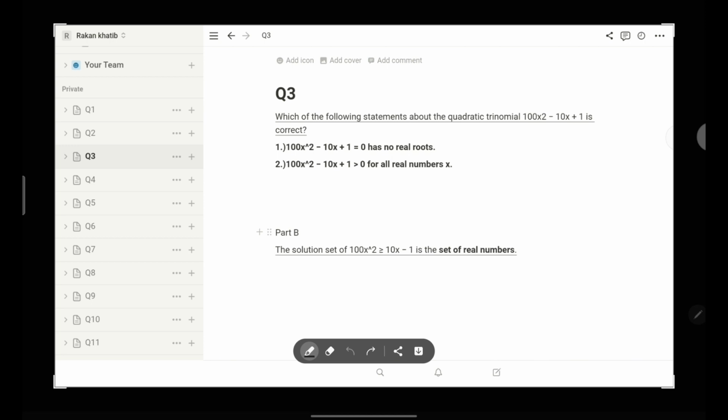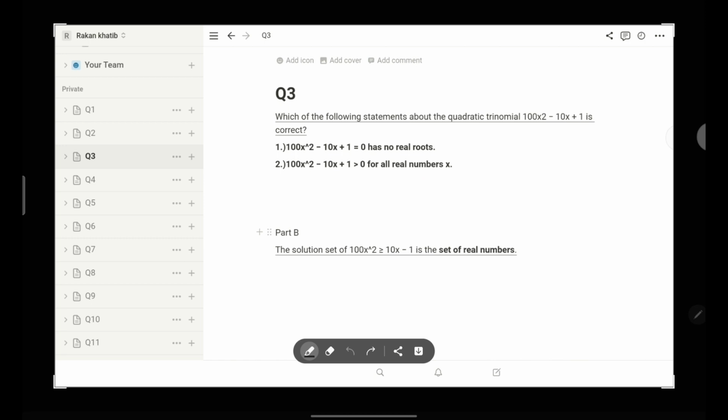Now it's gonna have the letter i in it, and whenever you see the letter i in it, that means it has no real roots. And yeah, that's it. So 100x squared minus 10x plus 1 is greater than 0 for all real numbers x.